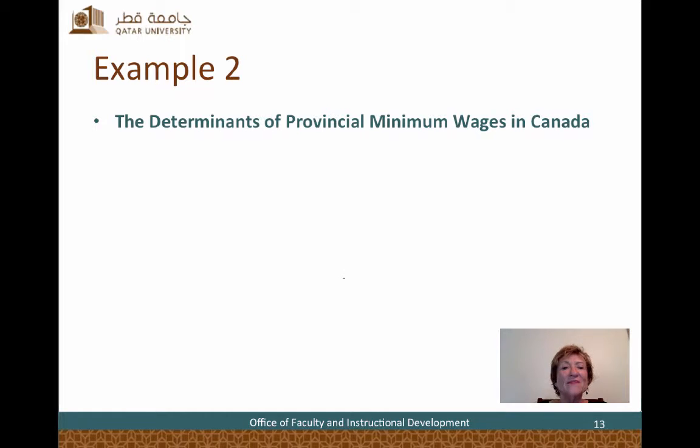literature review. This is another, in your resources I gave you a link to some model literature reviews, and this was one of them, and this was the title, The Determinants of Provincial Minimum Wages in Canada. Think for a minute, what does your reader expect to see in the literature review to set this up?